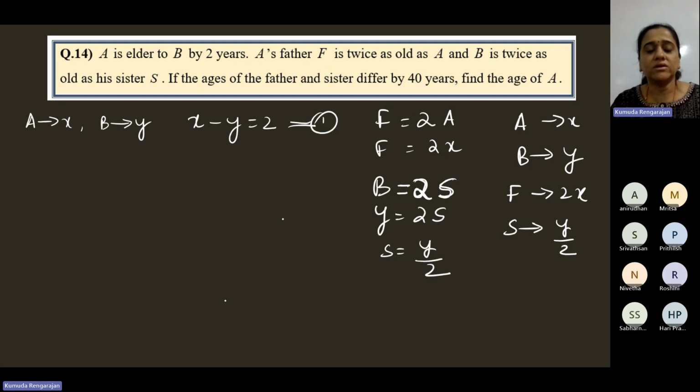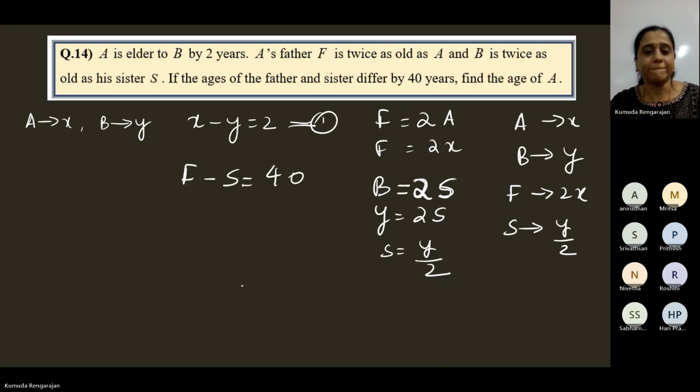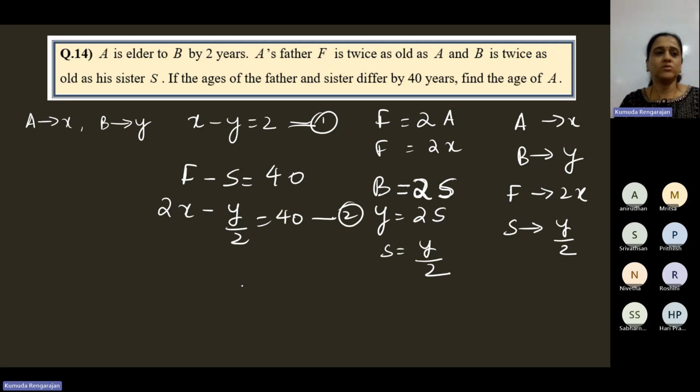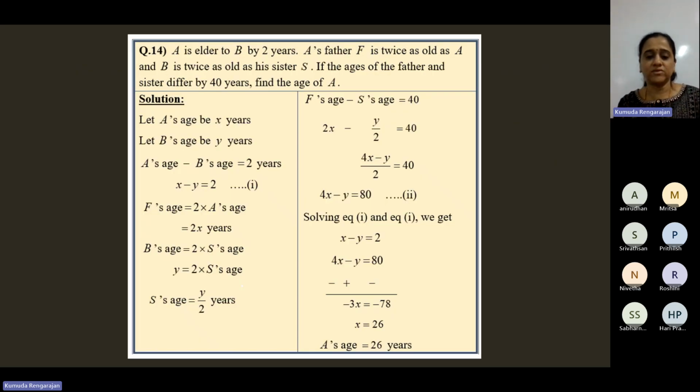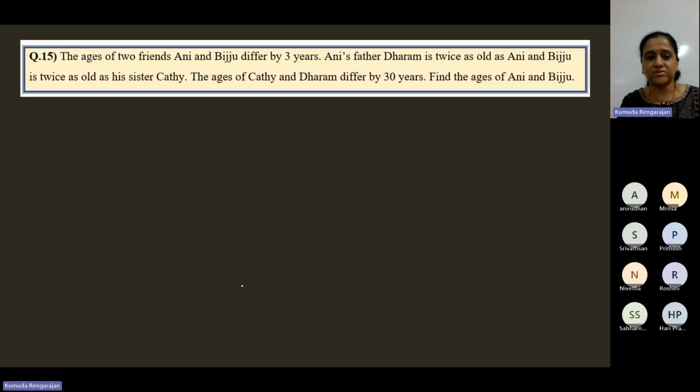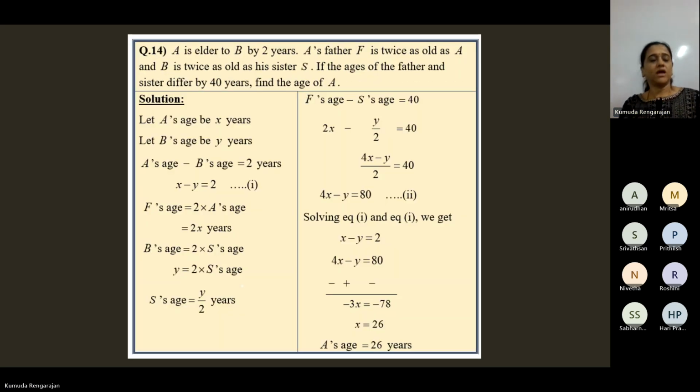If the ages of the father and sister differ by 40 years, so same thing here. Father's age minus sister's age is equal to 40. And father is 2x minus sister is y by 2 is equal to 40. This is the second equation. Here you will not get two sets of answers because you have only two equations. So solve the two equations and find the values of x and y. But the question is to find only A's age, so I found only x.